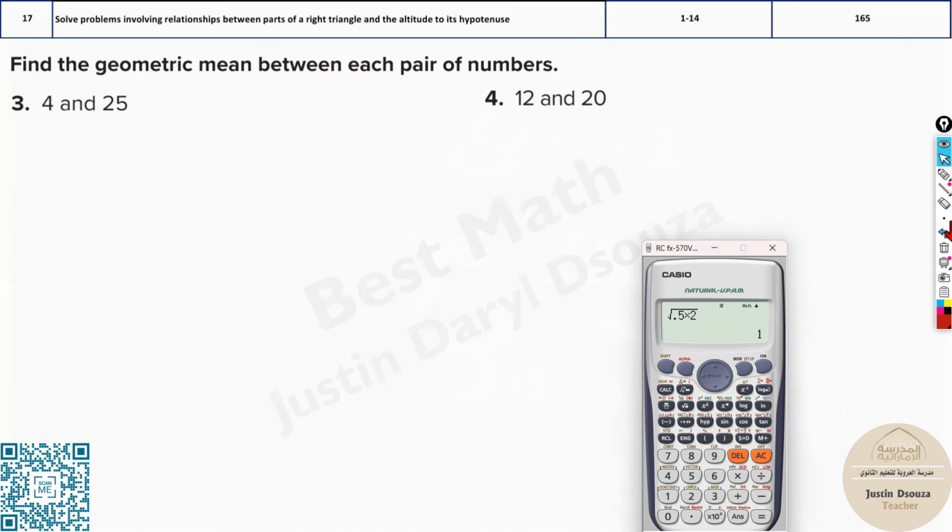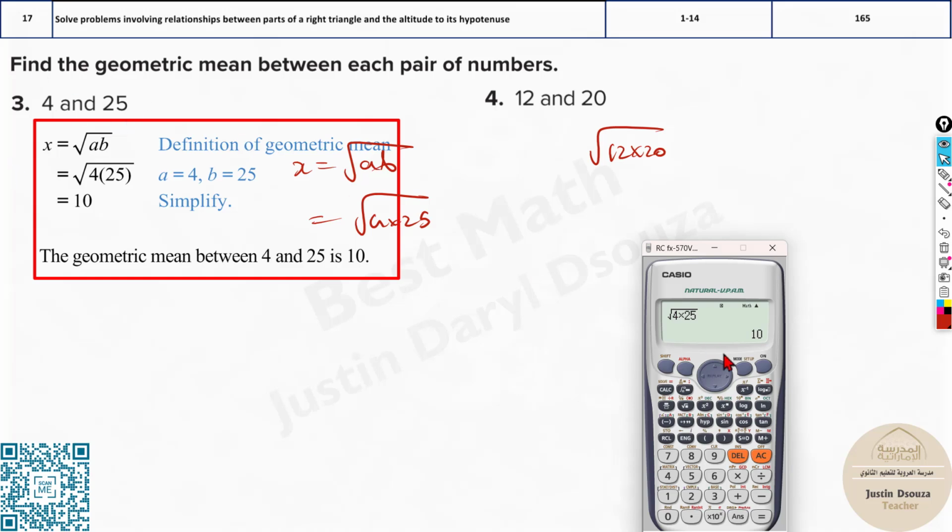That's it. Now, always remember the formula is given as x equals square root of ab. You just substitute the values, 4 times 25 inside the square root. Here it will be square root of 12 times 20. So this is how we find the geometric mean. Now here as well, it will be 4 times 25. That's the answer here. It's 10, the average between these two geometrically.